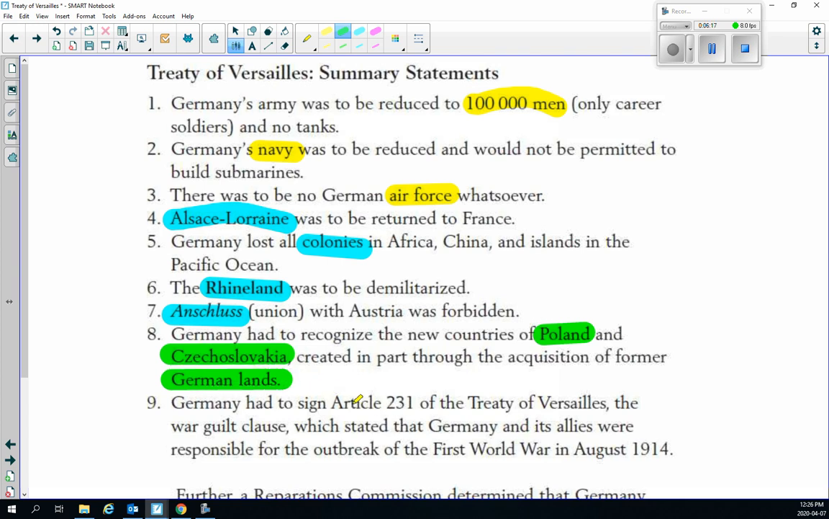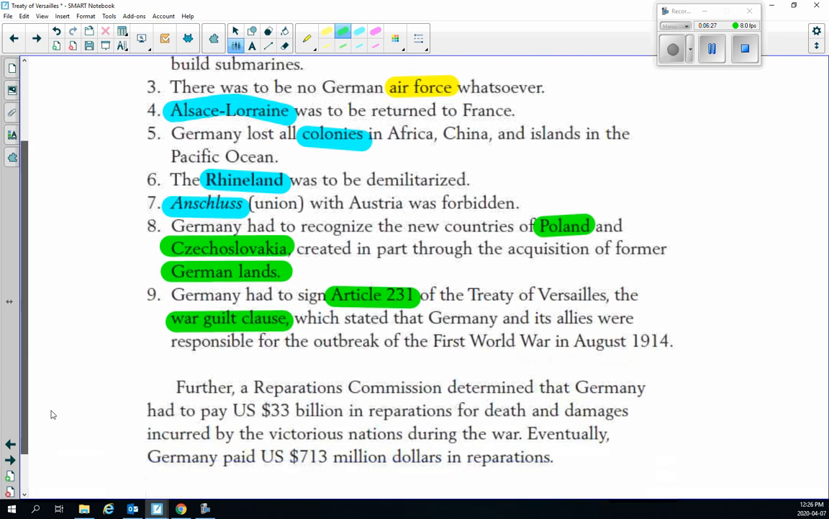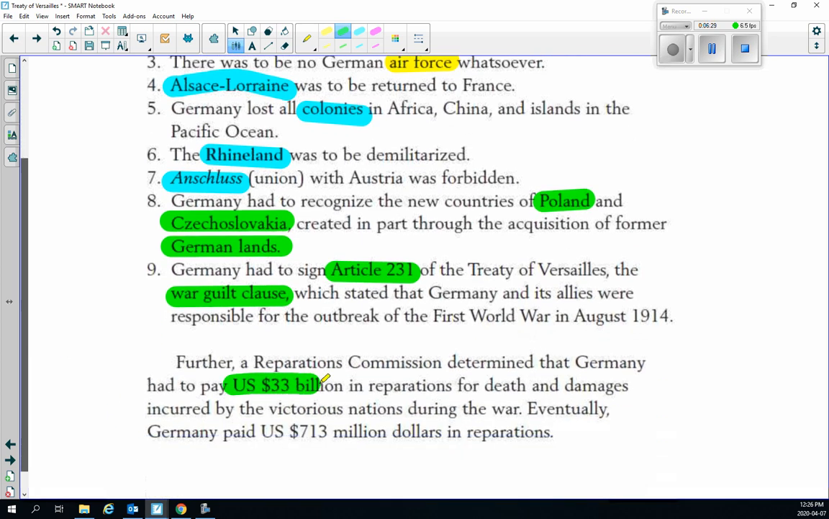And finally, Germany had to sign Article 231 of the Treaty of Versailles, which basically said it was their fault for starting World War One. And as soon as you admit legally that something was your fault, you are on the hook for economic reparations. A reparation is money you have to pay to repair something. So basically, Germany is going to have to pay for World War One.